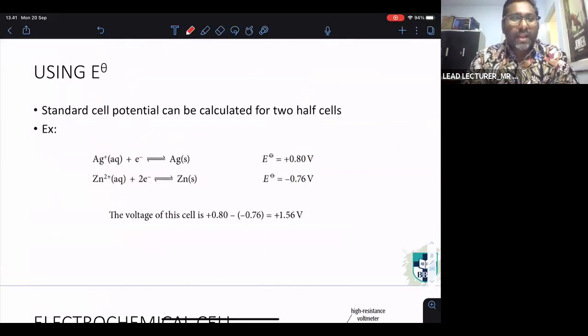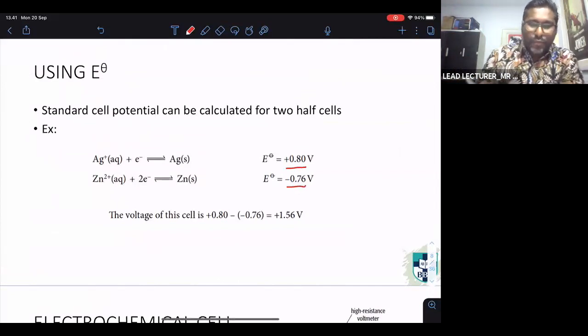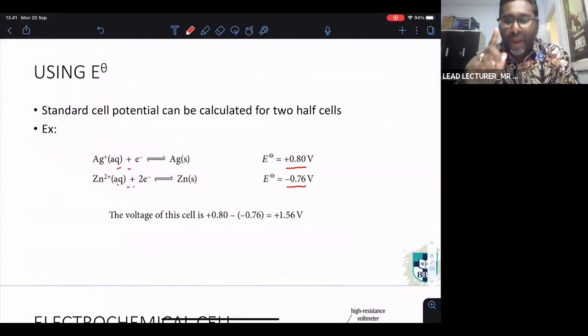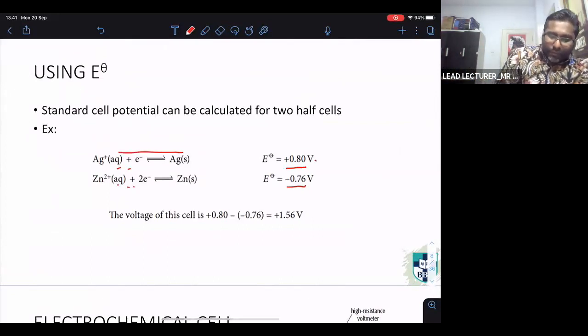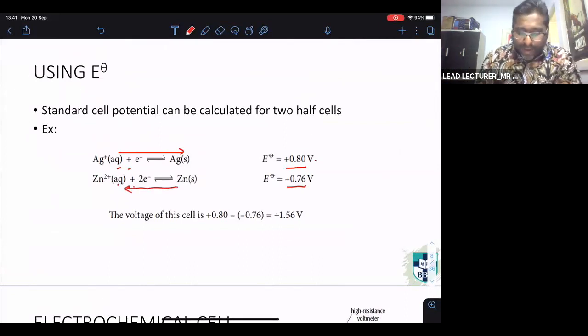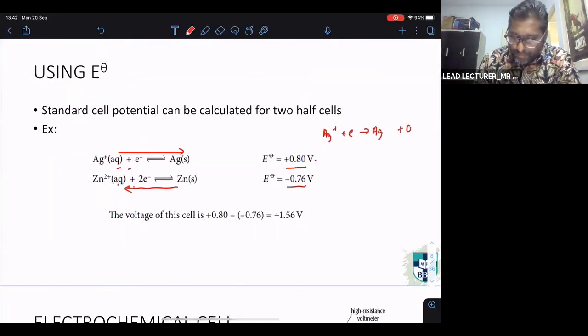Standard cell potential can be calculated for 2 half cells, and I told you, look at this value, make sure the equations are in the reduction form, where the electron is on the left. First, find out which one is more positive. This one is more positive, therefore it will go to the right, and this one will go to the left. So if I rewrite it, it's Ag plus electron to give me Ag. This is plus 0.8. And this one, since it's going to the left, I will write as zinc to give you zinc 2 plus 2 electron.